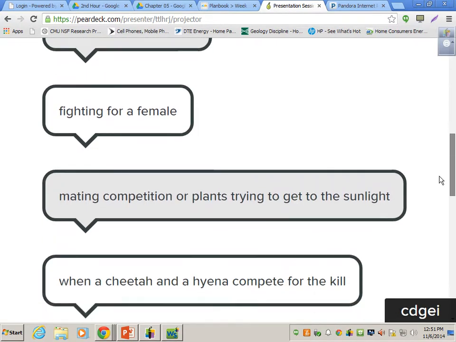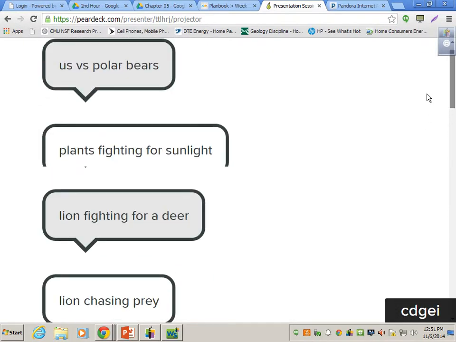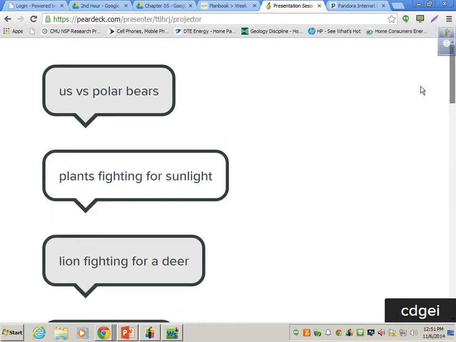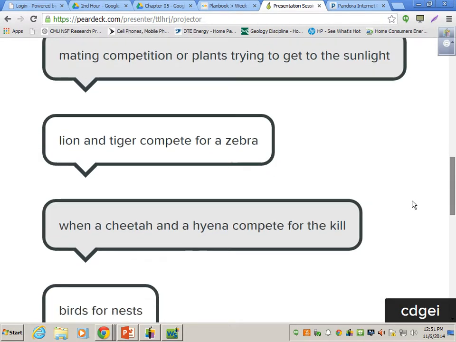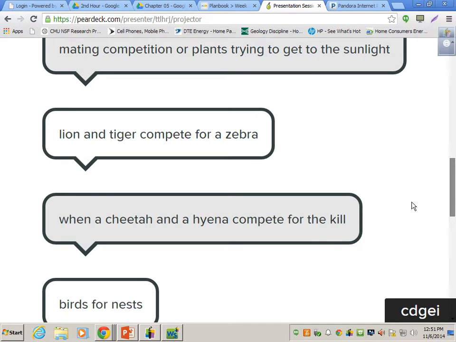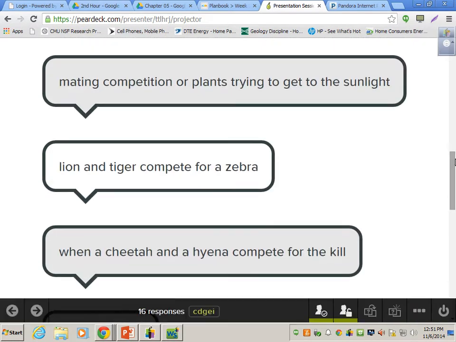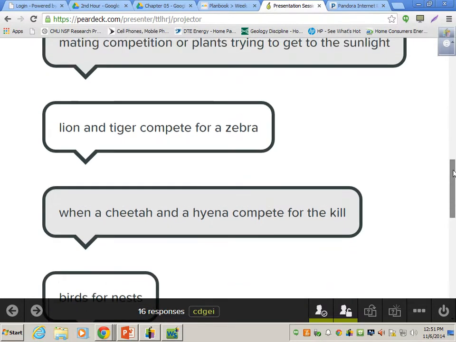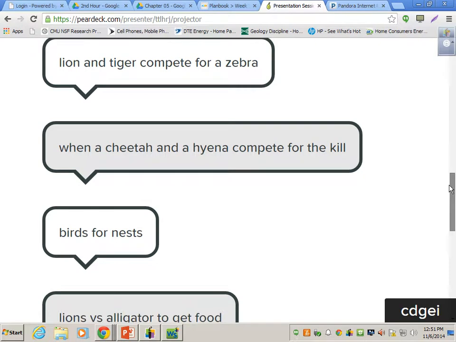Bees fighting for pollen, yeah. I don't know if I've seen that one, but I'll go with it. Sure, it happens. Mating for plants, trying to get to this. Oh, mating competition for plants. I was going to say I've never seen two plants duke it out for a flower. Well, a flower has both parts, but we'll get to that later.